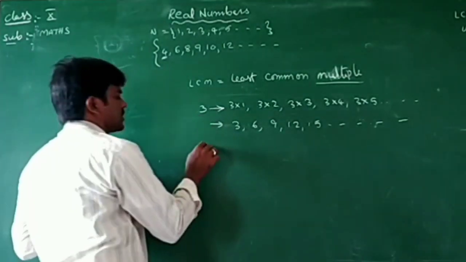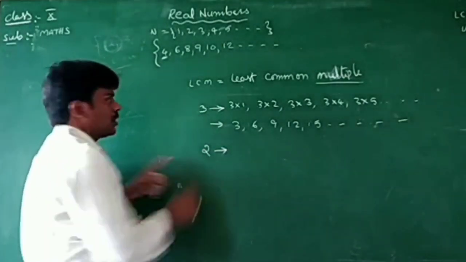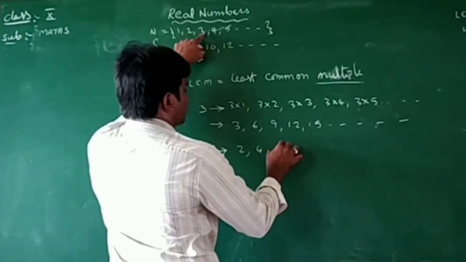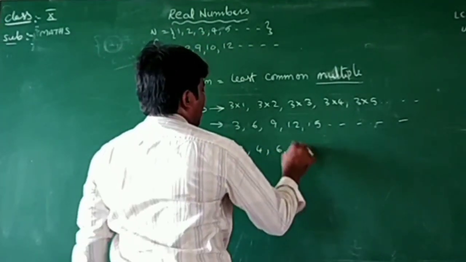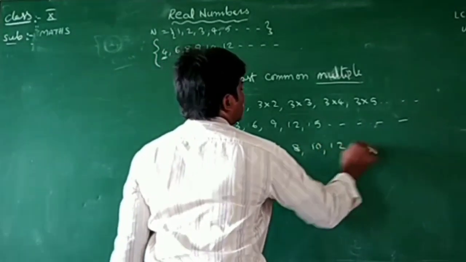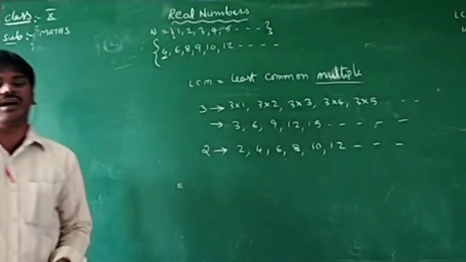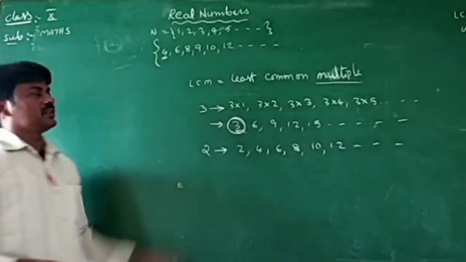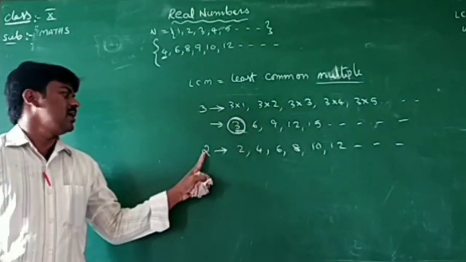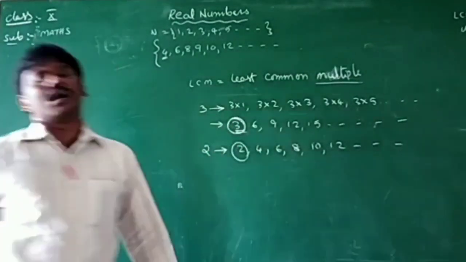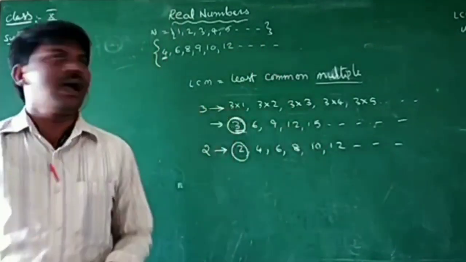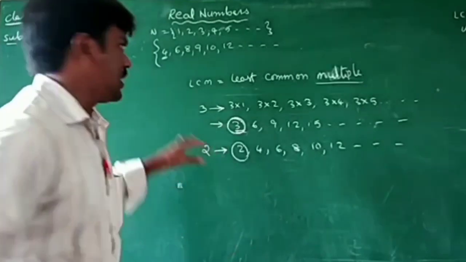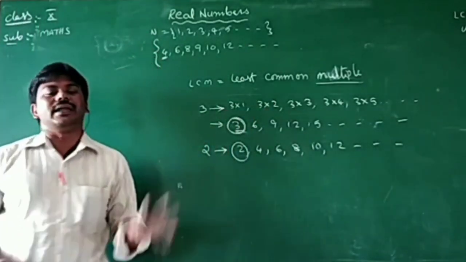Now suppose multiples of 2. 2 ones are 2, 2 twos are 4, 2 threes are 6, 8, 10, 12. These are the multiples of 2. So observe, students, what is the least multiple? For 3, the least multiple is 3. For 2, the least multiple is 2. So the multiples start with the number itself, and we cannot say the largest multiple of any number.